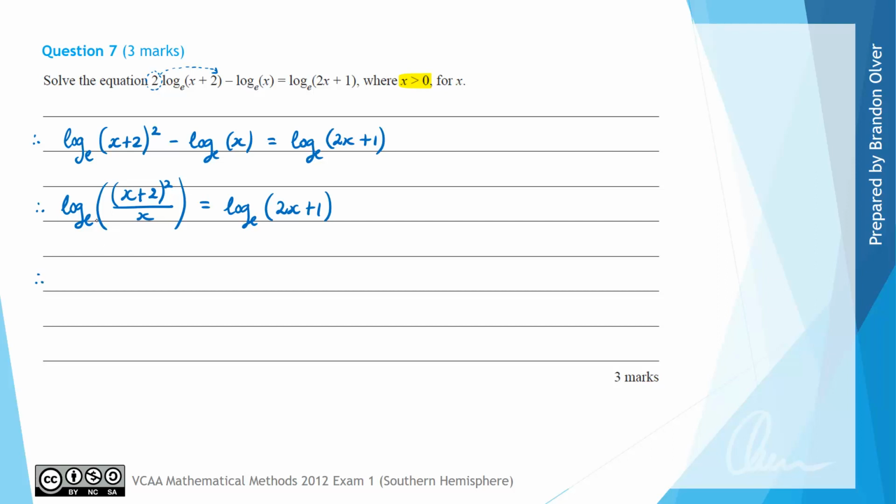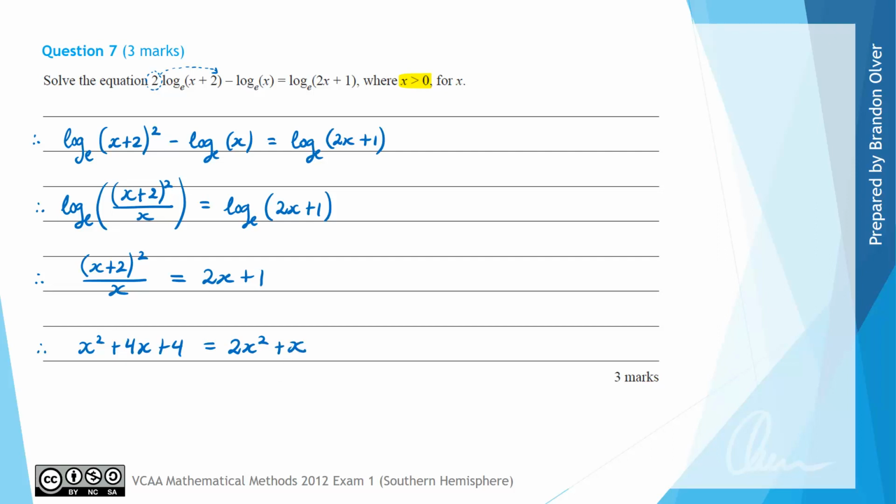Next, if we have log expressions on both sides and they are equal with the same base, then what is inside the logs must be equal. So we can say that (x + 2) all squared divided by x must equal 2x + 1. And now multiplying both sides by x and expanding this bracket will give x squared + 4x + 4 is equal to 2x squared + x.